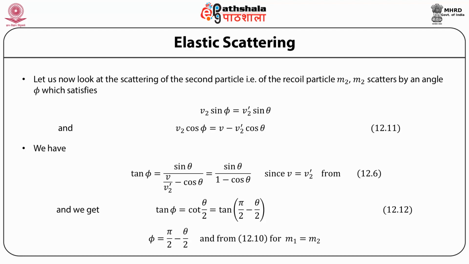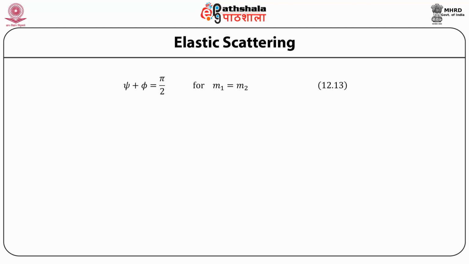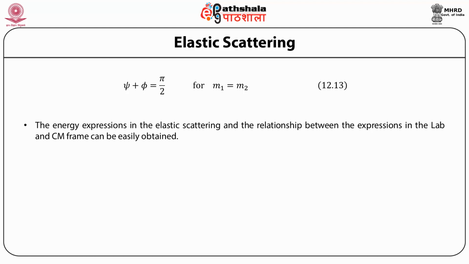We thus get tangent phi is equal to cotangent theta by 2, which is tangent of pi by 2 minus theta by 2. Therefore, phi is equal to pi by 2 minus theta by 2. And from equation 12.10, for m1 equal to m2, psi plus phi is pi by 2.